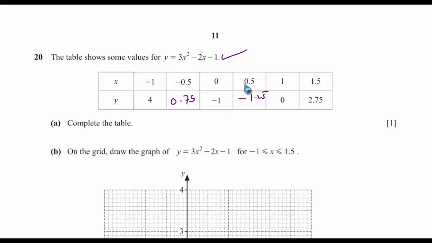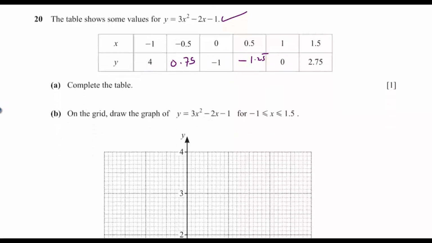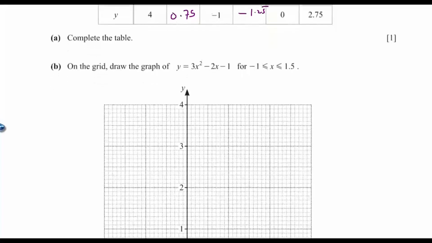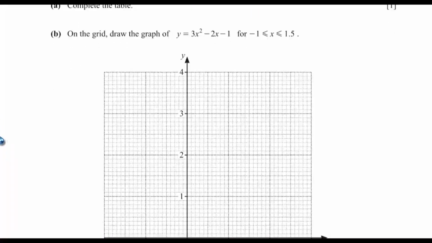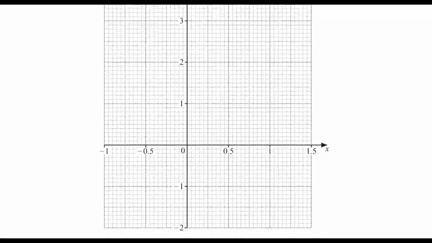You can do that. Alternatively, you can work this out algebraically. You can key in the values here and work it out. That is y equals 3 into bracket minus 0.5 squared minus 2 into bracket minus 0.5 then minus 1. But that will take your time. So since this is just a mark, you can input it in your calculator and you get your values straight away. So part B, on the grid, draw the graph of y equals 3x squared minus 2x minus 1 for this given range. So what we need to do is to plot the values on this grid.